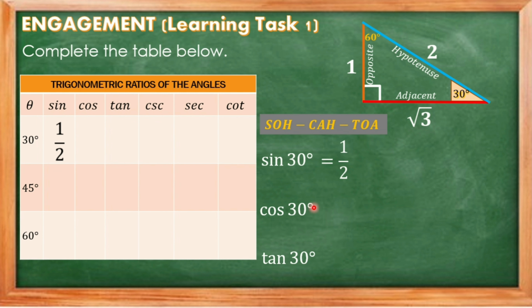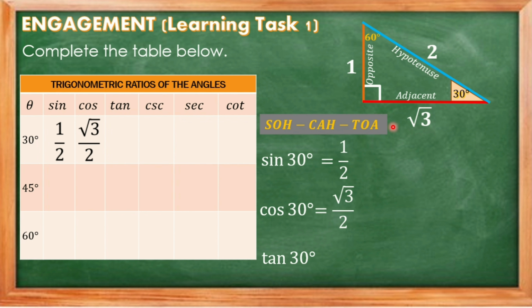Okay, next naman, para sa cosine 30 degrees, ang gagamitin natin ay ang CAH, which stands for cosine is equals to adjacent over hypotenuse. Okay, so dito sa ating figure, ang adjacent natin is the square root of 3 at ang hypotenuse naman natin ay 2. So we have cosine 30 degrees is equals to the square root of 3 over 2. So the square root of 3 over 2, so hindi na sila pwedeng i-simplify. So as is na siya, yun na yung value niya. Yan. Okay, next. For tan 30 degrees or tangent 30 degrees, ang gagamitin naman natin ay ang TOA or opposite over adjacent.